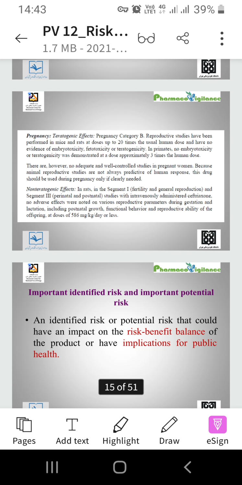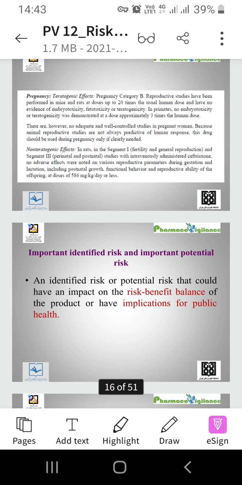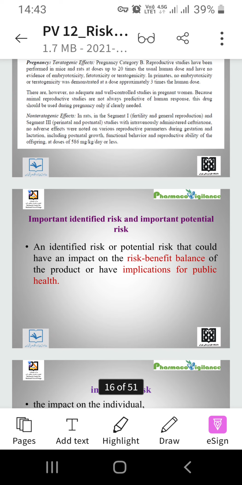Important identified risk and important potential risk. An identified risk or potential risk that could have an impact on the risk-benefit balance of the product or have implications for public health. This is a definition. What is the important identified risk and what is the important potential risk? This is an identified risk or potential risk that could have an impact on the risk-benefit balance of the product, or have implications for public health.